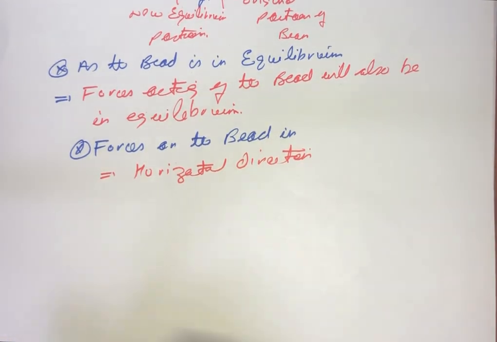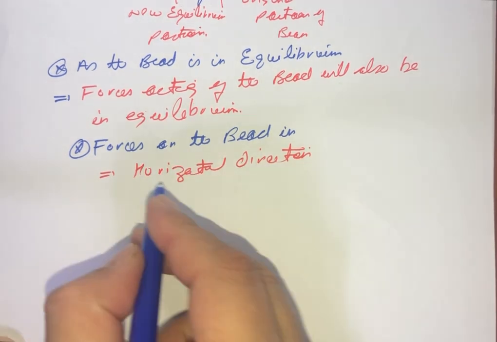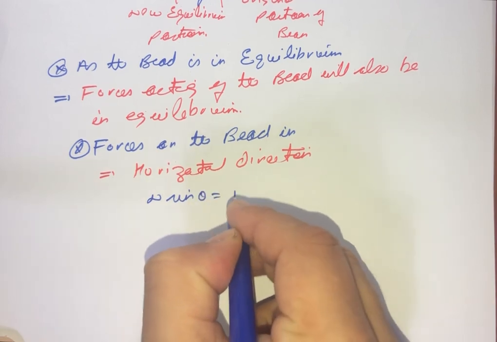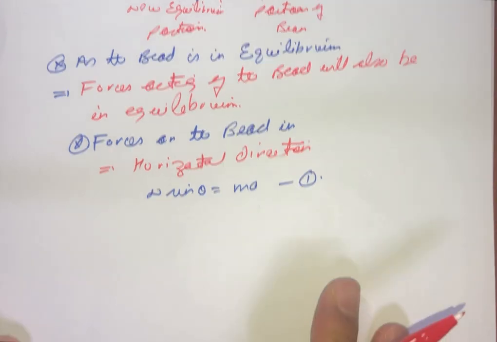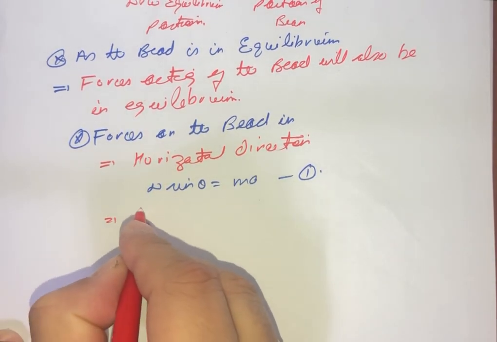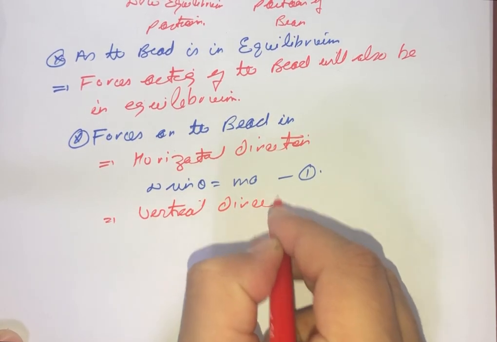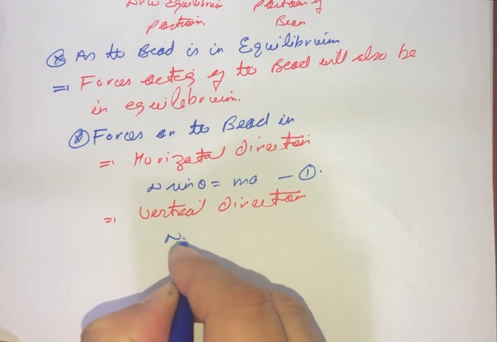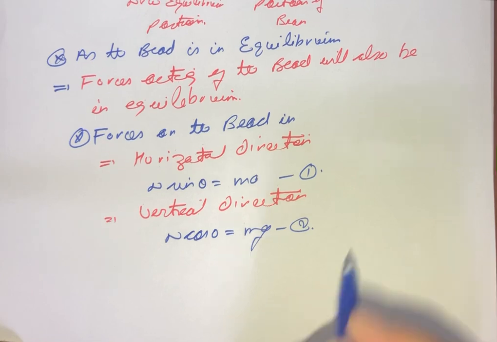In the horizontal direction we have two forces, one is n sin theta and another is the pseudo force. So we can say that n sin theta will be equal to ma. Let's call this equation number 1. And in the vertical direction, we have n cos theta and mg, so n cos theta is equal to mg. Let us call this equation number 2.